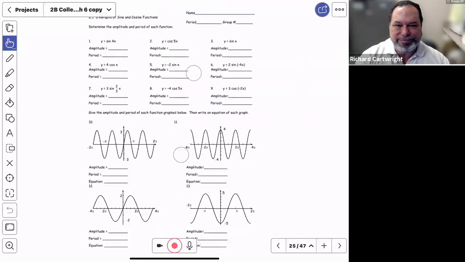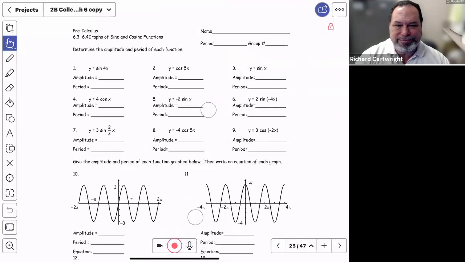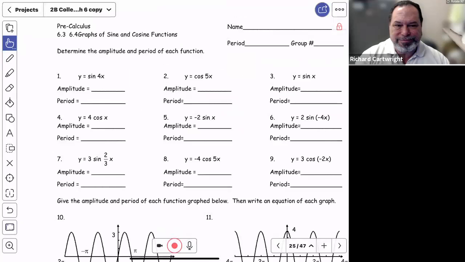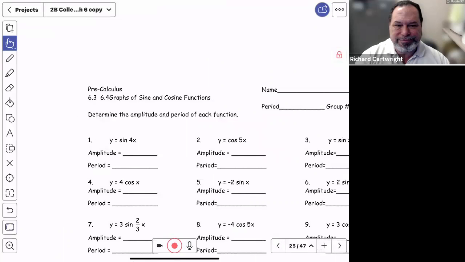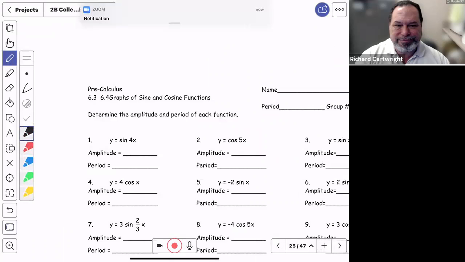This handout you were supposed to see looks like this. Okay. And all that you would have learned that day was how to draw a basic sine curve and how to graph a basic cosine curve.